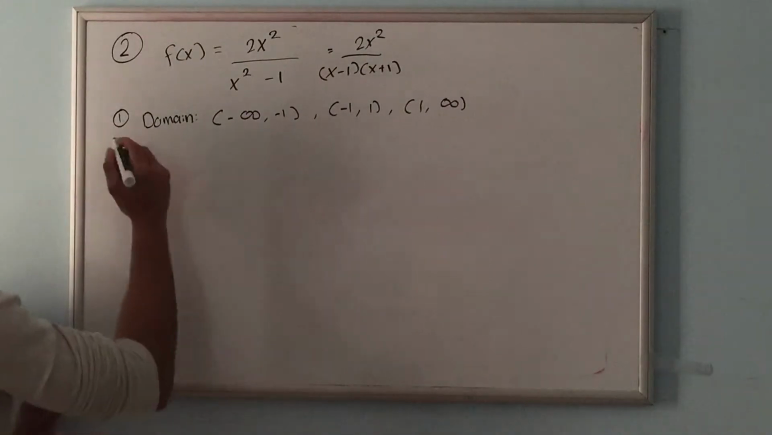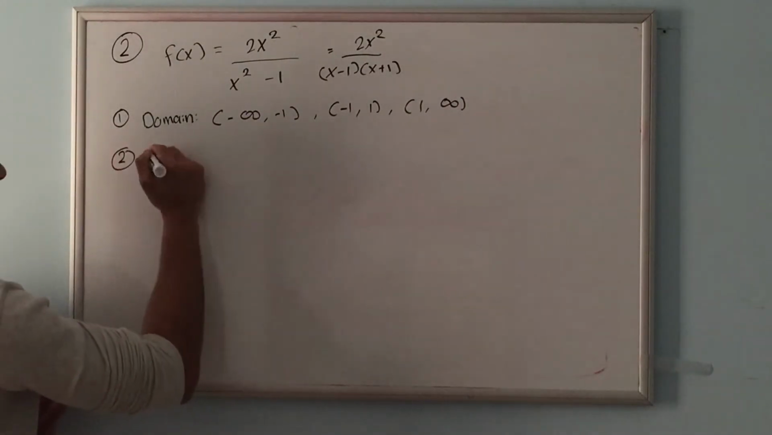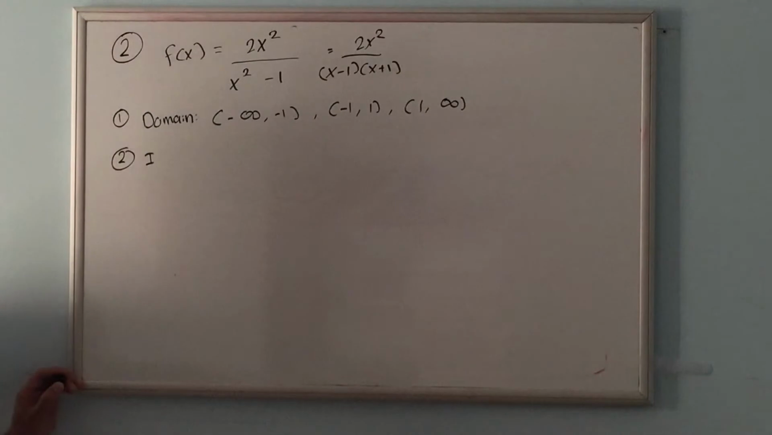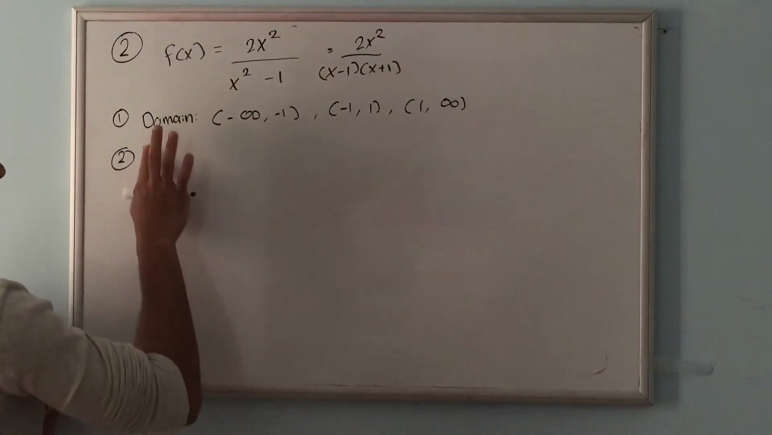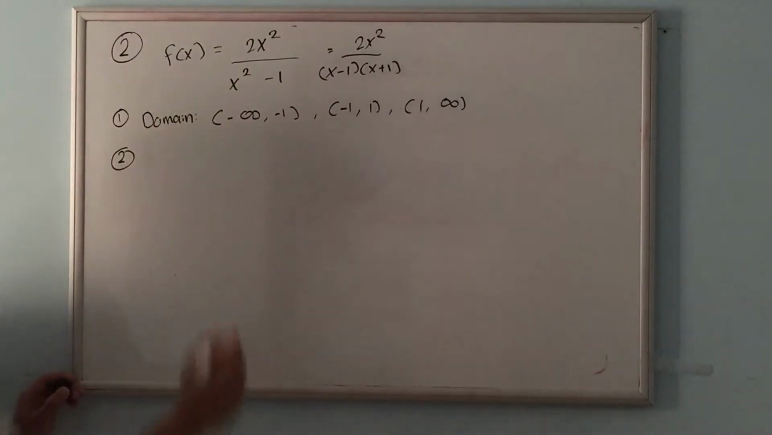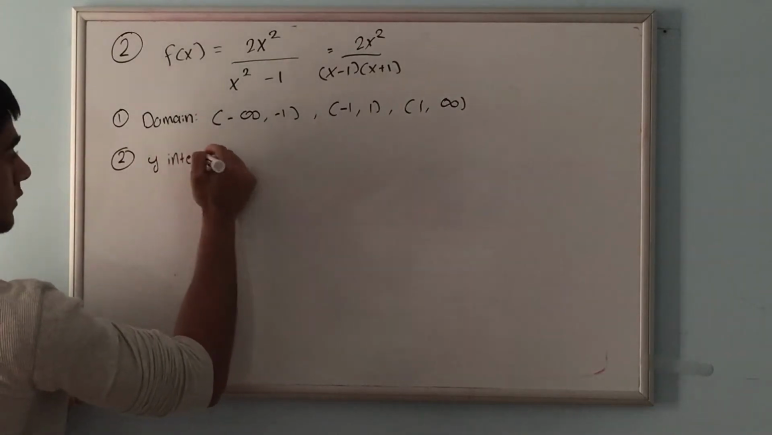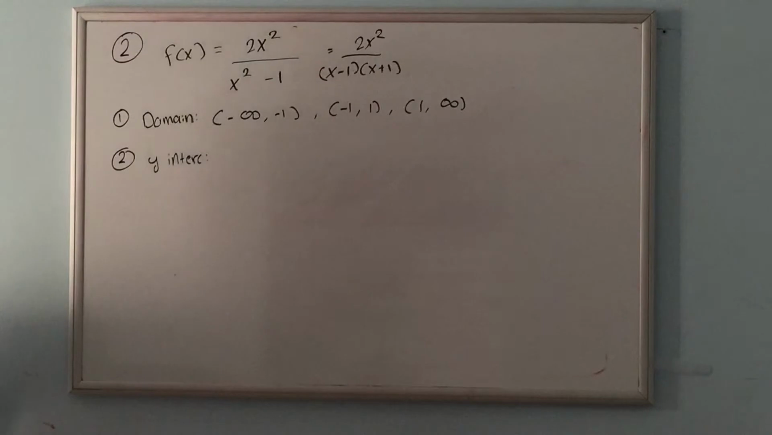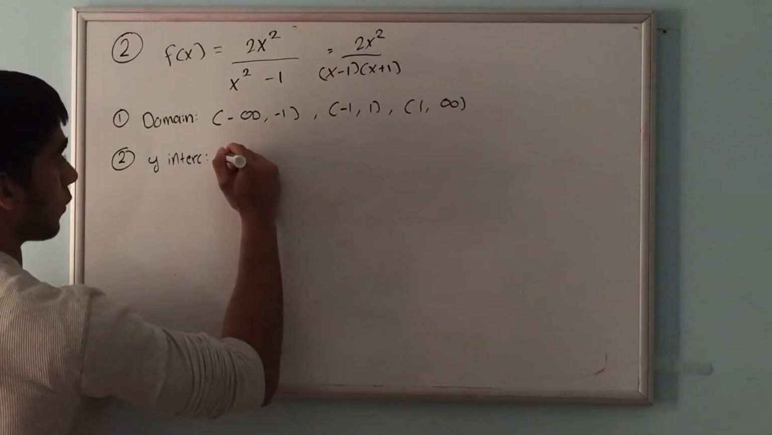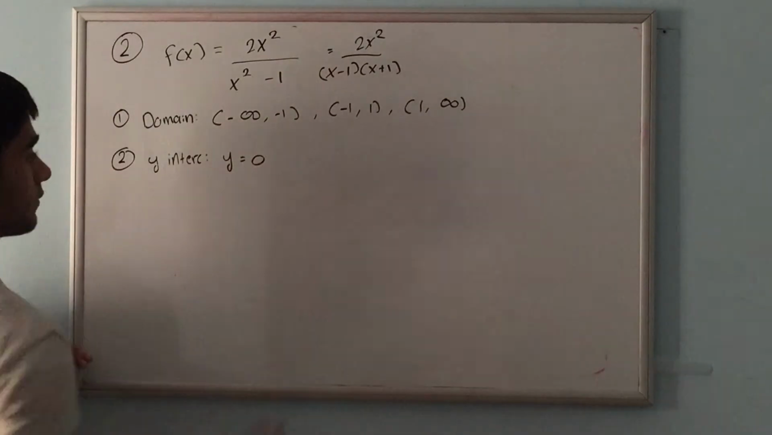Next step that I like to do is to find all the intercepts of the function, and notice that we have two intercepts. We have an x-intercept and the y-intercept. So the y-intercept occurs when x equals 0. If x equals 0, notice how it's 0 over negative 1. So we get y equals 0.